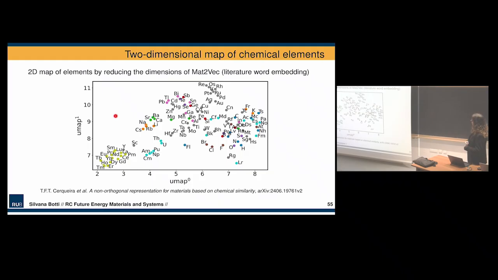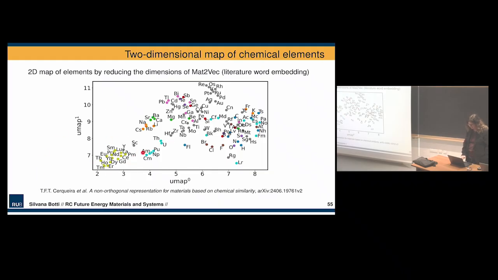This is what we obtain with Mat2Vec. So Mat2Vec is another embedding, a literature word embedding. So the embedding was done with machine learning using the scientific literature. So it also contains information that comes from experimental data, but in a more indirect way. And you see that you can still recognize some very well-defined groups here.